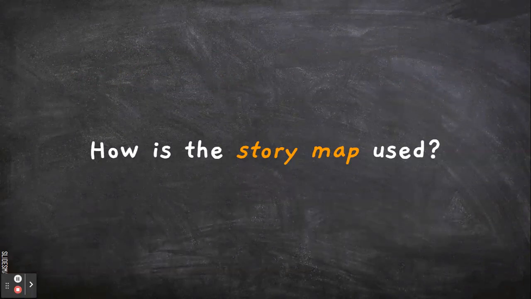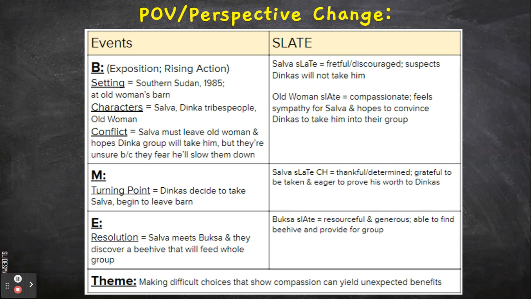We're going to use a story map to plan. Here's an example. Remember, you start at the beginning here. You lay out some exposition, like the setting, the main characters, naming the conflict. And then the middle is the turning point, big decision or event, and then the resolution at the end. And you track characterization on the right side. Finish at the bottom by writing a theme.